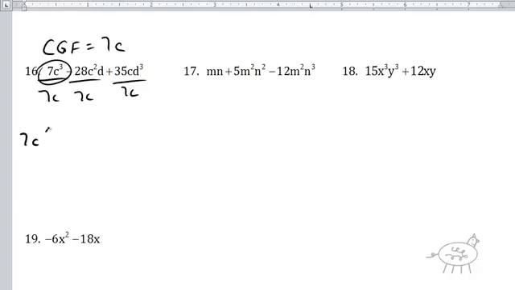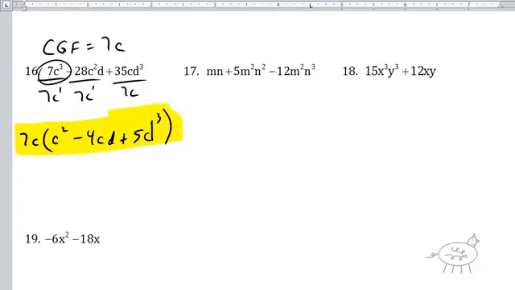And I get 7c times, all right, and then it's going to be c cubed over c if you want to put the 1 there, so it's c squared. And that's going to be minus 4cd, and then plus 5, the c's cancel, so we just have d cubed. And that's it. So if I multiply it all out again, I should get 7c cubed minus 28c squared d plus 35cd cubed. Okay? So again, they get a little tricky, but not too bad.